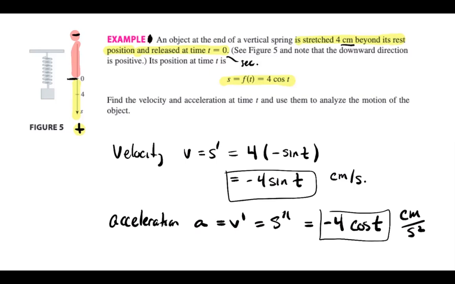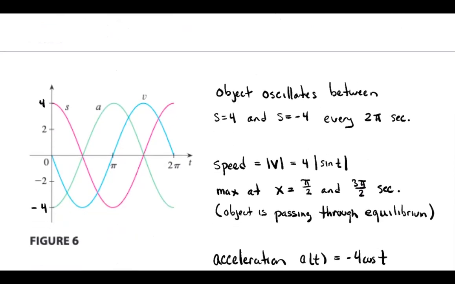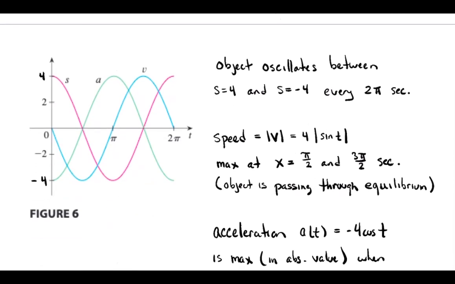So that's one thing we were asked to do, find the velocity and acceleration. Okay, we found them at time t. And now what about analyzing the motion? I'm just going to scroll down. I took the nice graph from your text because it's color coded and drawn very nicely to scale.